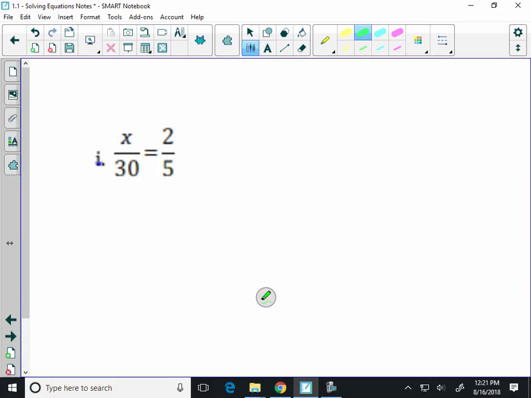But we're going to cross multiply. When you cross multiply, you just start at the top, go diagonal and multiply to the bottom. Do the same thing. Start at the bottom of the fraction, multiply across to the top. Okay? So when we do that, x times 5 is what?